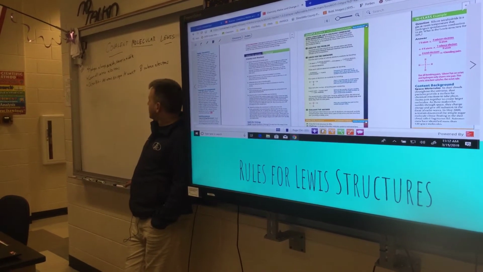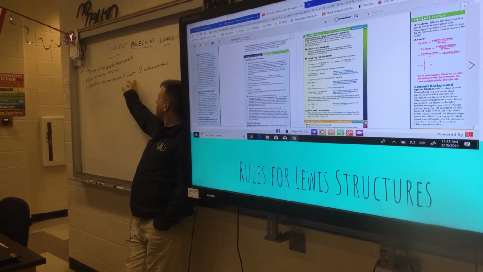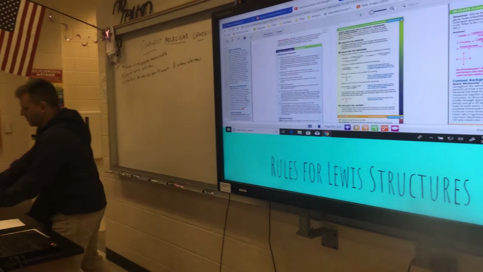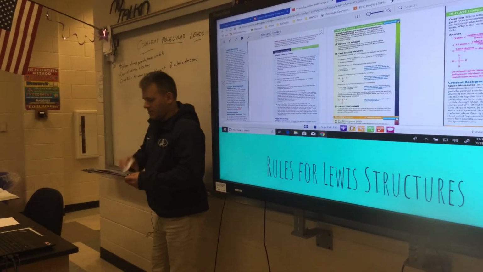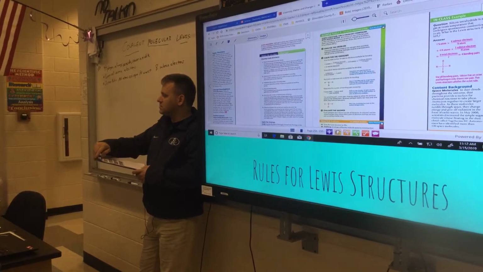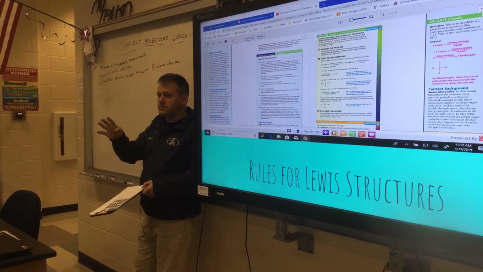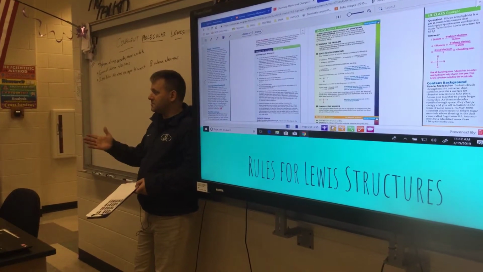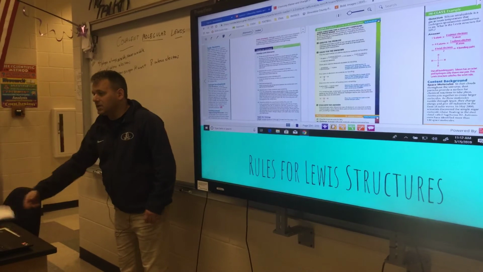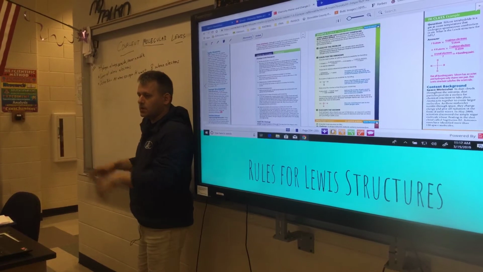Rule 2, count all the valence electrons. And the octet rule: all atoms except for H want 8 valence electrons. How do we know how many valence electrons things have? Very simple, you look at the periodic table. How many does group 1 have? 1. How many does group 2 have? 2. Groups 13, 14, 15, 16, 17, and 18 have 3, 4, 5, 6, 7, and 8. Now, very important: helium in group 18 only has 2. It's too small. Everything else has 8.